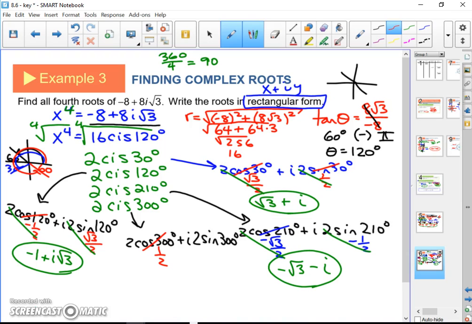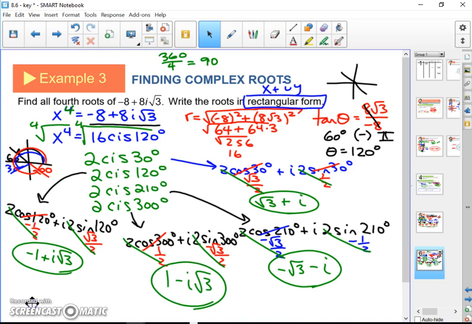Sine 300, so do sine 60. Notice that's in the fourth quadrant. Sine 60 would be square root of 3 over 2. But what do we know about the fourth quadrant? That's going to be negative. So cancel your 2's. I have 1 minus i times the square root of 3. We got 4 answers, 4 vectors in rectangular form.